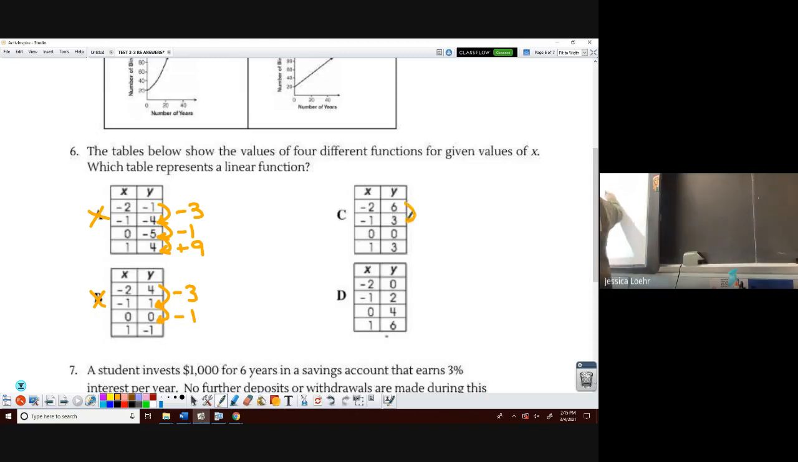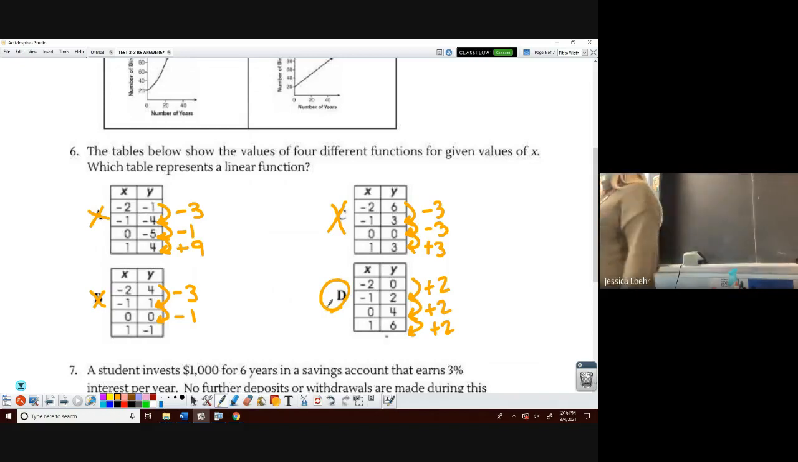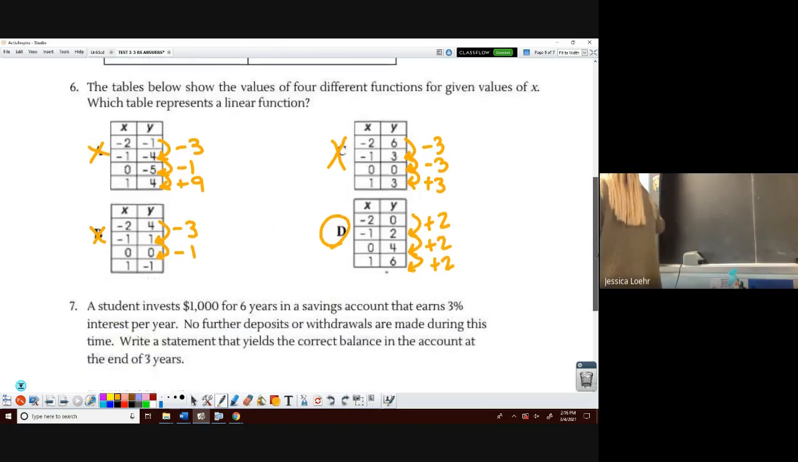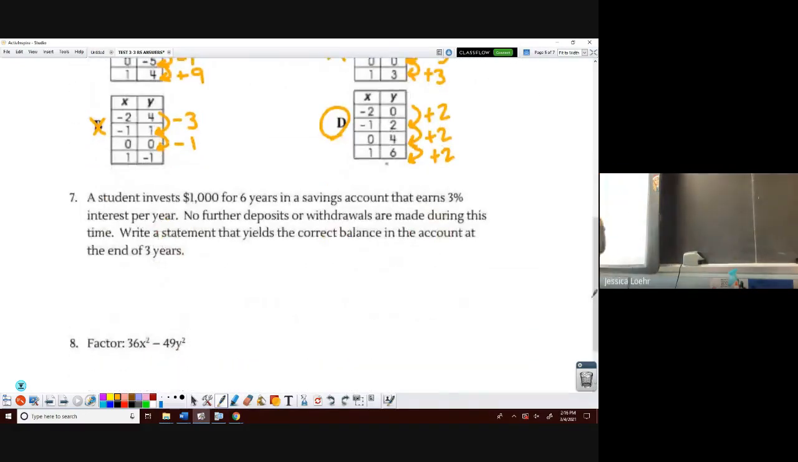Here, I subtracted 3, then I subtracted 3 again. We're looking good, but then I added 3. So I'm subtracting the same amount, but then I start adding. Can't do that. Here, I added 2, then I added 2 again, then I added 2 again. So that's linear because it has a constant rate of change, adding the same amount each time. Number 7.